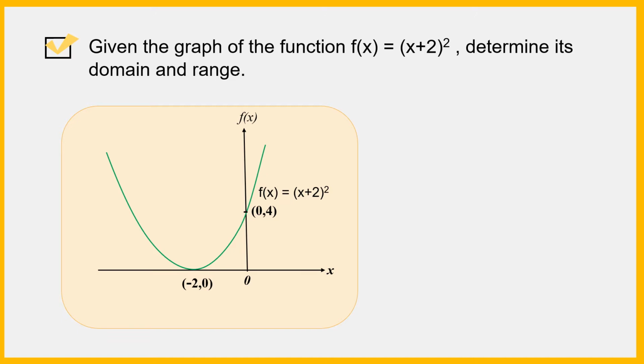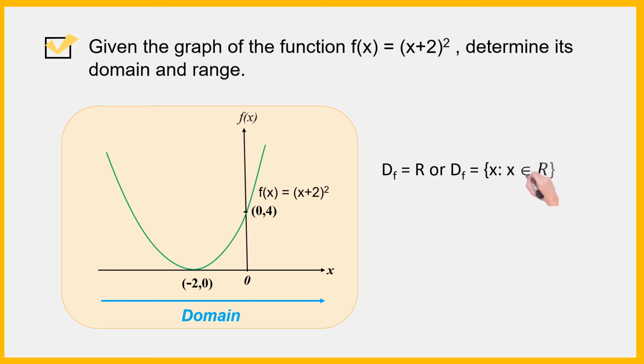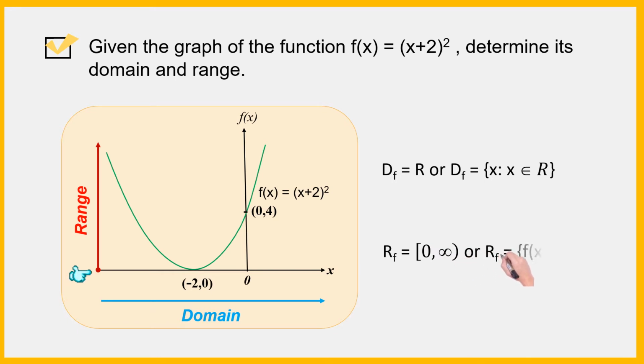We can observe that the horizontal extent of the graph is for all values of x in the real number system R, so the domain is R, or written in set form, x such that x belongs to R. The vertical extent of the graph starts from y equals 0, so the range of f is written in interval form as square bracket 0 to infinity round bracket, or in set form, f of x such that f of x is greater than or equal to 0.